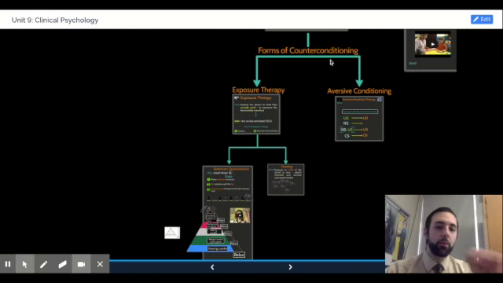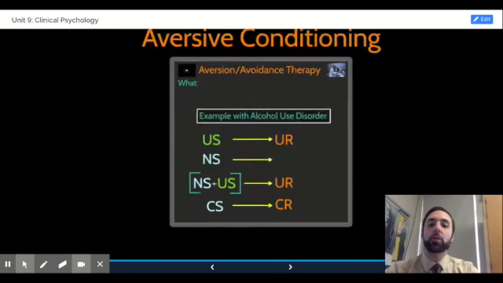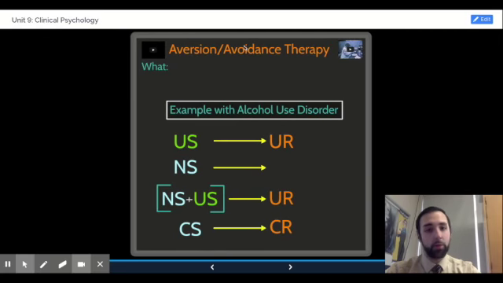Zooming back out, there is one more form of counter conditioning, and it's called aversion therapy or avoidance therapy. I would write both of these names. You can commonly see this referred to in either way.